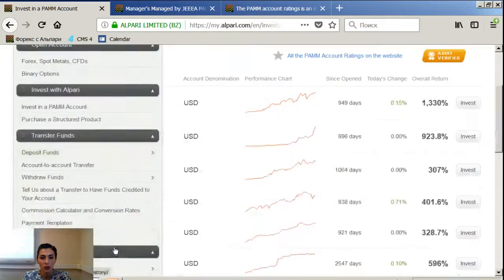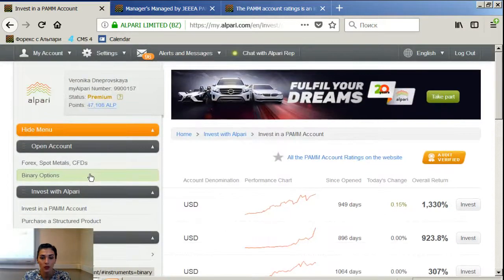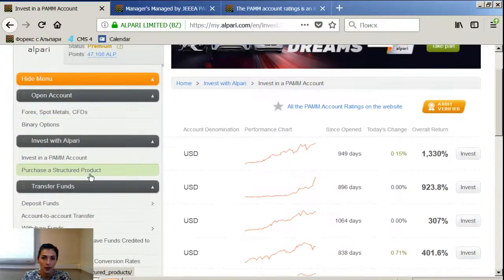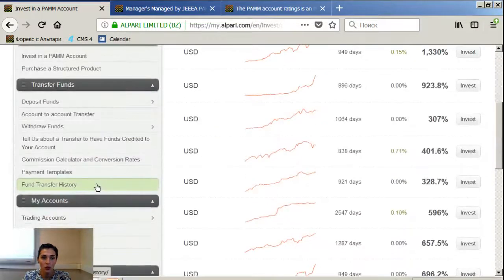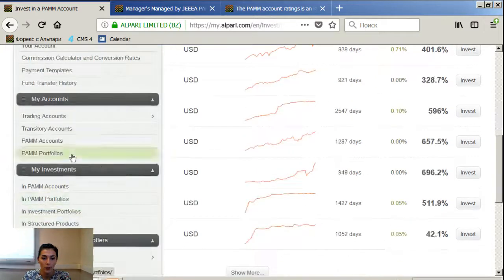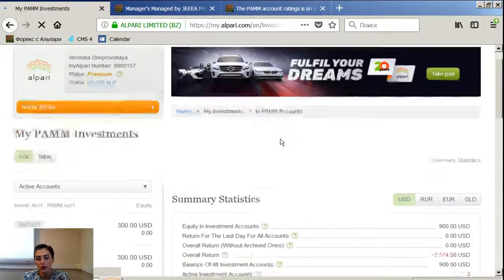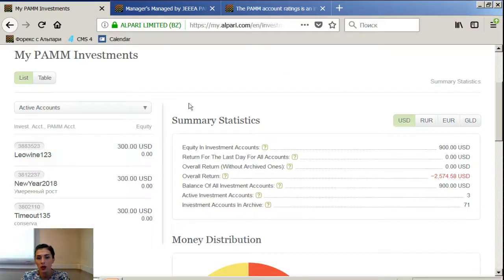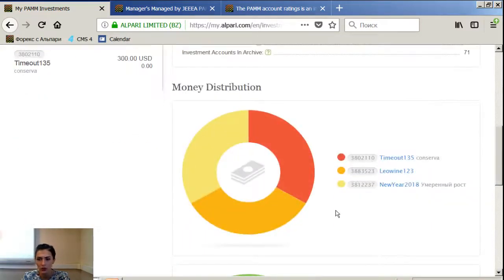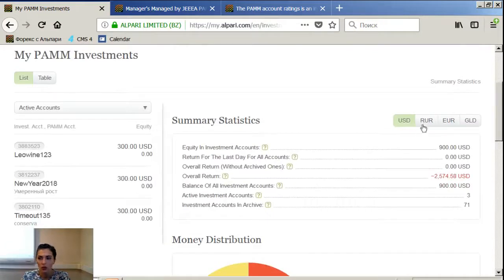So, to see how your funds are working inside the PAMM account, you should open the My Investments in PAMM Accounts tab. Here you can see all your investment accounts. If you click on it, you will see the detailed information. But from the beginning, you can see summary statistics, equity in investment accounts, money distribution, etc. Also, you can see your results in different currencies.